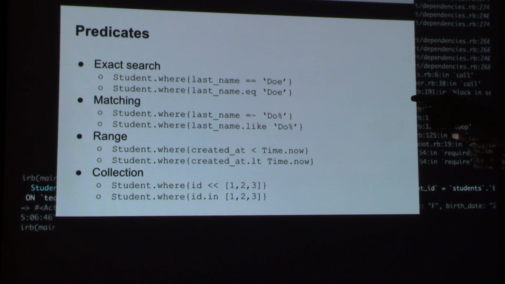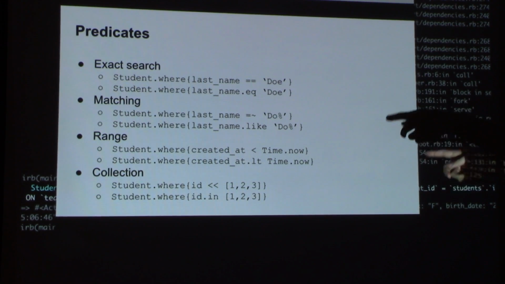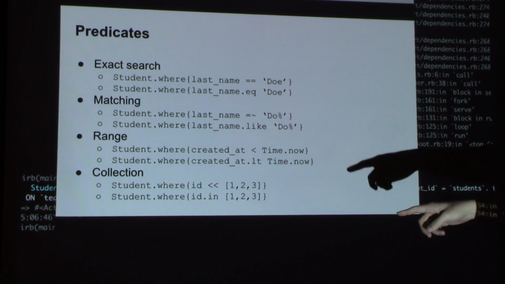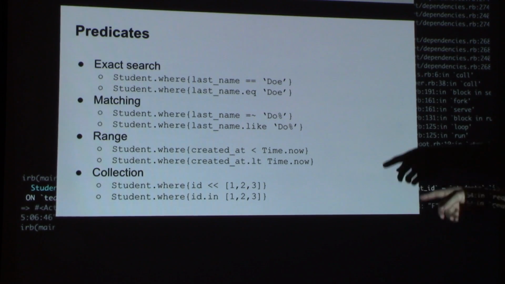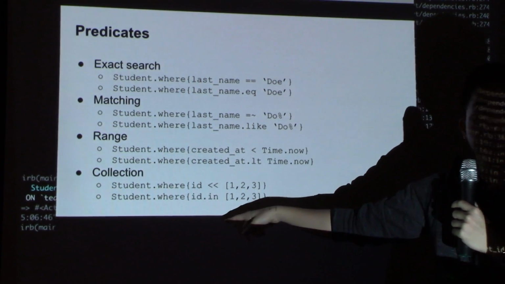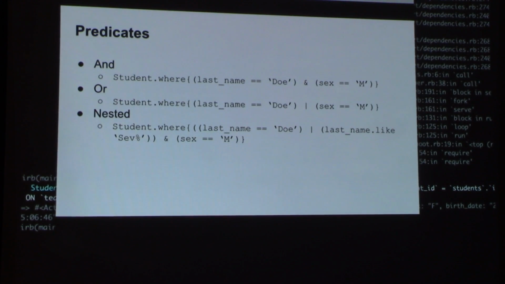For example, for matching, there's also the like. For range, like I said a while ago, you can use the less than, greater than. For inclusion, this is actually just an SQL in. For example, select ID in 1, 2, 3. So this is in. The converse is not in. And then predicates and, or, and more.